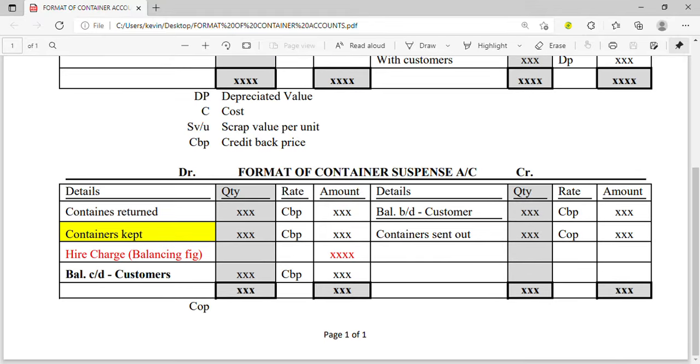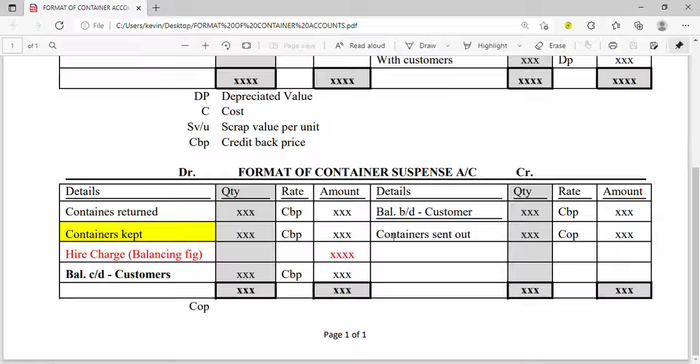Then we look at the formatting of the container suspense account. The container suspense account mainly records the transactions of the customers. So debit and then credit, details. It has a normal credit balance. So the opening balance in the hands of the customers, quantity, then times the credit back price to get the amount.